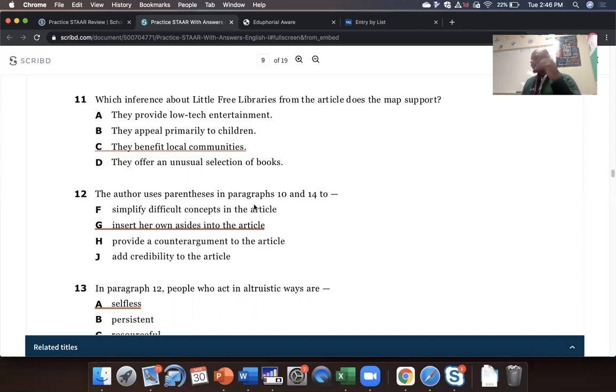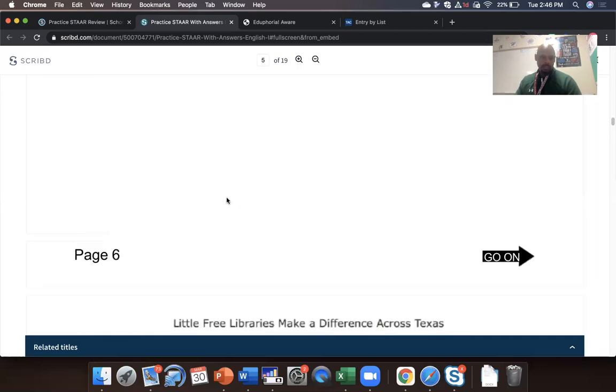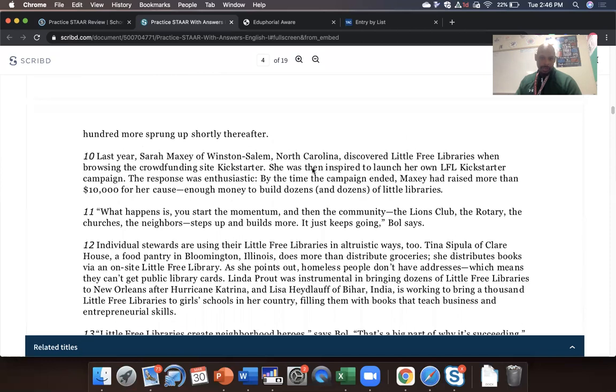Okay? Even though they give you a definitive place to look, you still have to surmise why the author used those parentheses in that case. Okay? So 10 and 14, we'll just go back real quick. So here's paragraph 10. Last year, Sarah Maxey of Winston-Salem, North Carolina, discovered Little Free Libraries when browsing the crowdfunding Kickstarter. She was then inspired to launch her own LF Kickstarter campaign. The result was enthusiastic. By the time the campaign ended, Maxey had raised more than $10,000 for her cause, enough money to build dozens and dozens of little libraries.